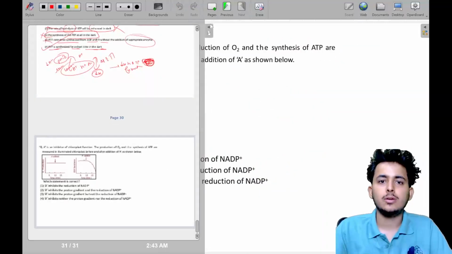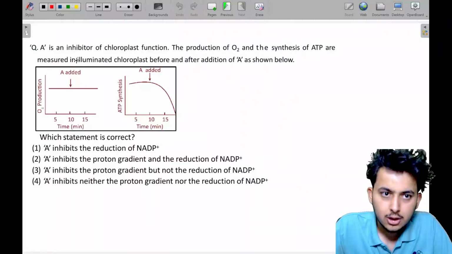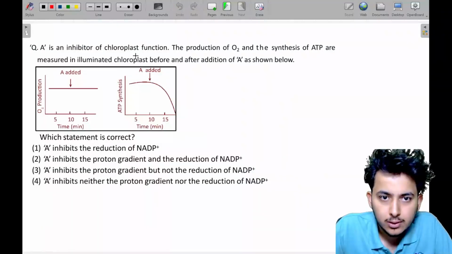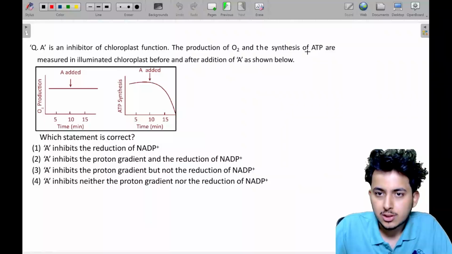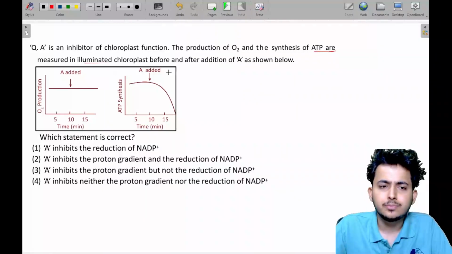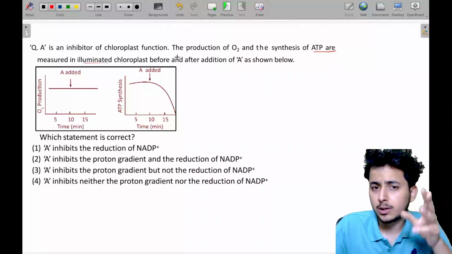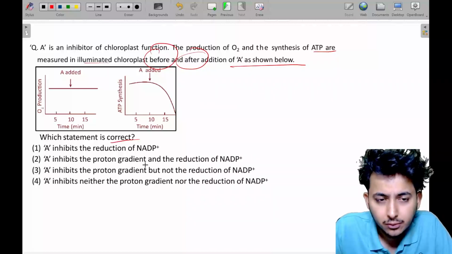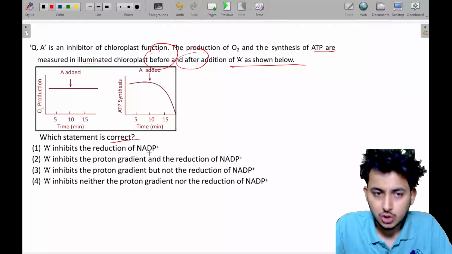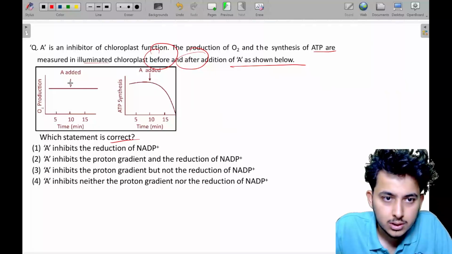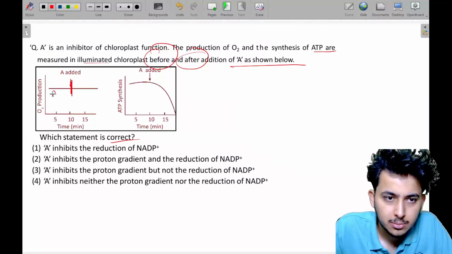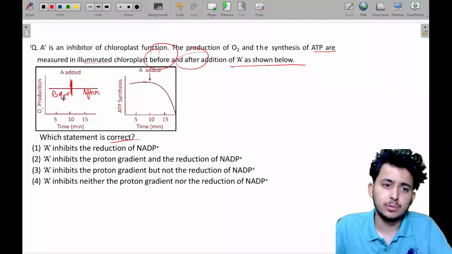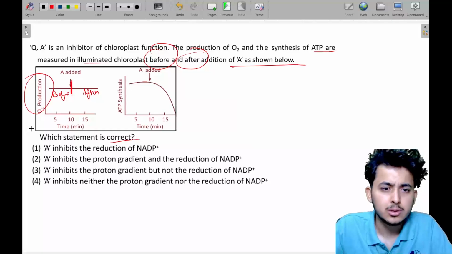Last question for today, and then we are done with this. So A is an inhibitor of chloroplast function. Production of oxygen and synthesis of ATP are measured in illuminated chloroplasts before and after addition of A. What is correct for A? What is the mechanism of action of A? So here I am drawing a line. This is before, this is after A addition. So before and after, oxygen production remains the same.